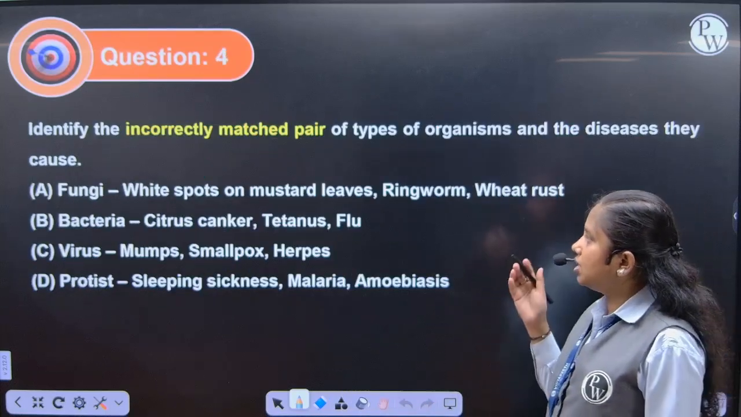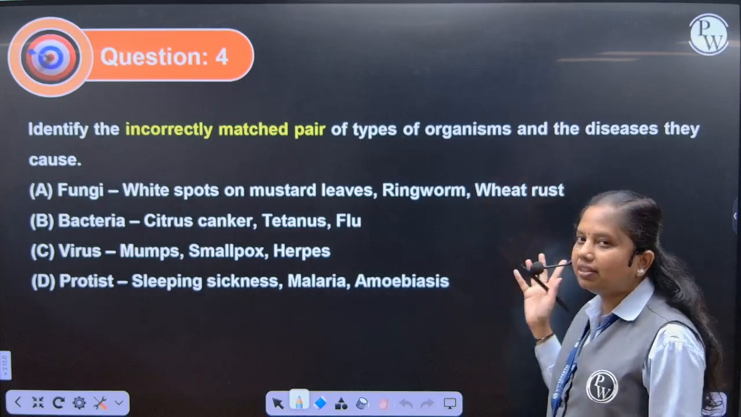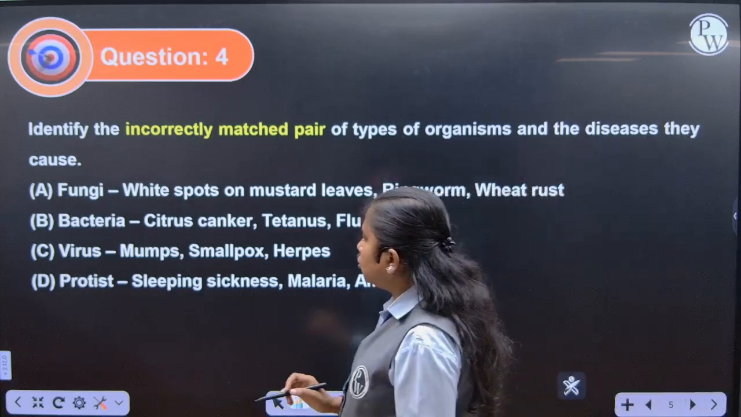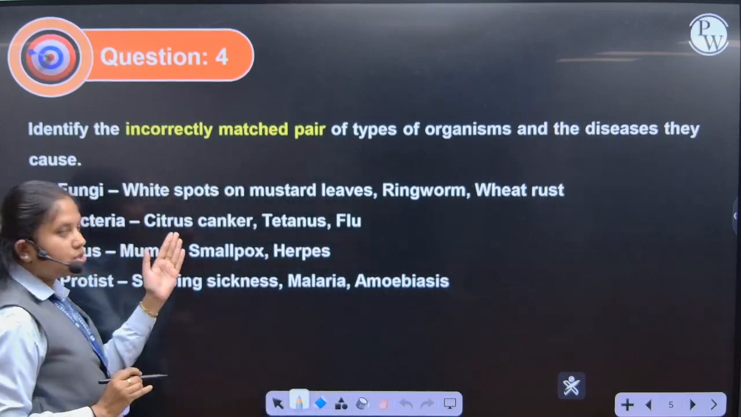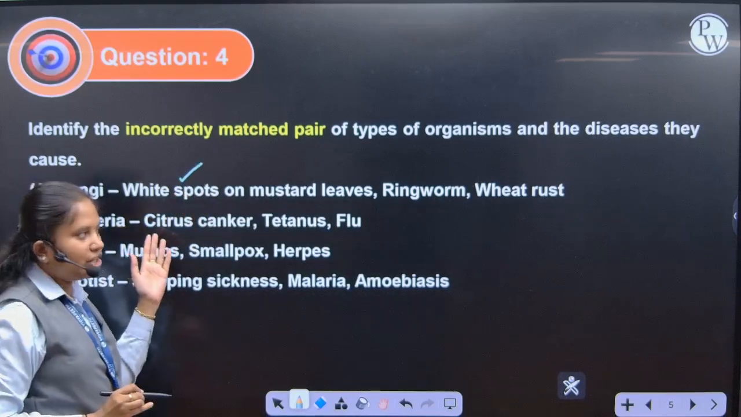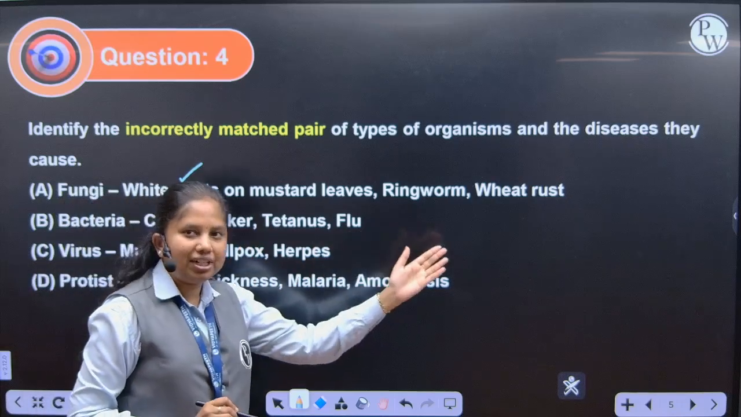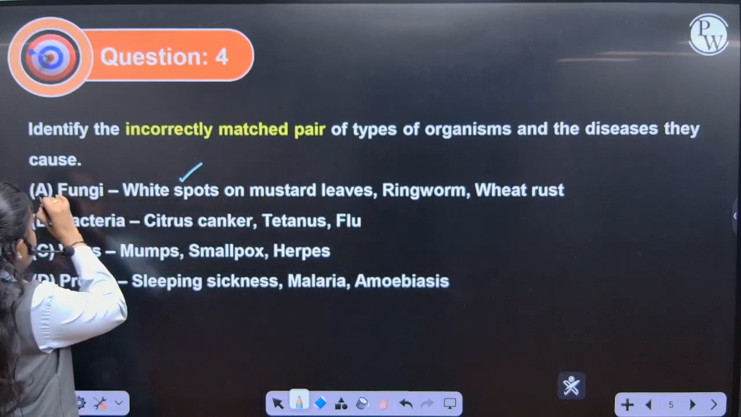Then next question, identify the incorrectly matched pair of types of organism and the diseases they cause. Looking into the first one, the organism is fungi. They have given white spot on mustard leaves. Yes, it is caused by phycomycetes. Then ringworm, wheat rust, you can see wheat rust. So here this is the right one.